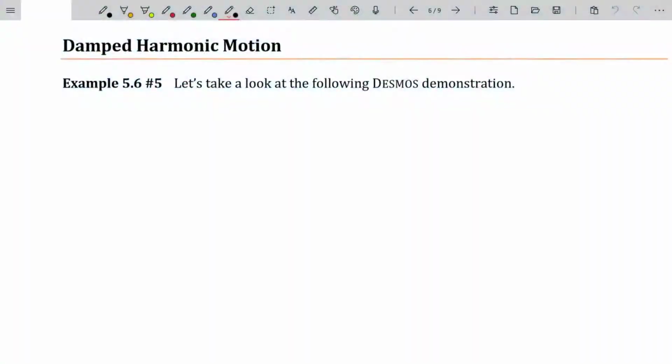Hello, my name is Roy Simpson, professor of mathematics at Cosumnes River College in Sacramento, California. This is another video about harmonic motion. We just finished talking about simple harmonic motion, and now we're delving into damped harmonic motion, which is much more realistic in many situations. So let's take a look at what this looks like.